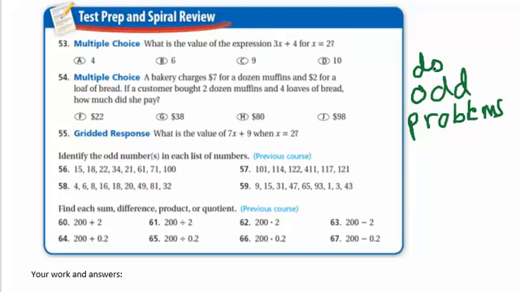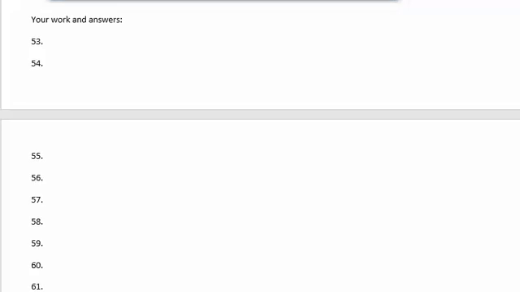In number 56 through 59, these are just the odd numbers. They want you to say which ones are the odds. So if you're doing the odd problems, you probably know that that's like 1, 3, 5, 7, and so on. And numbers that end with 1, 3, 5, 7, and 9.